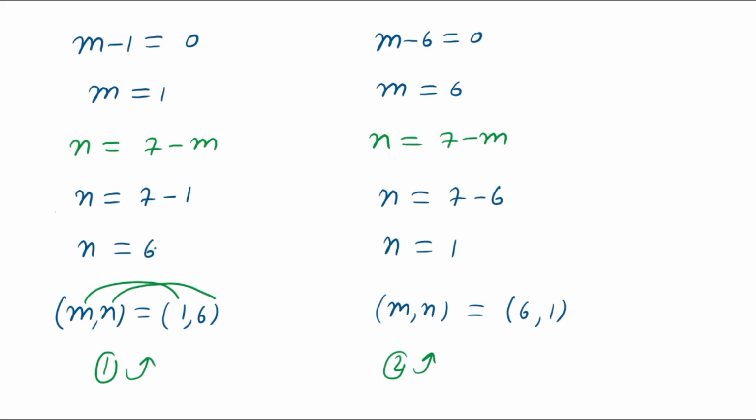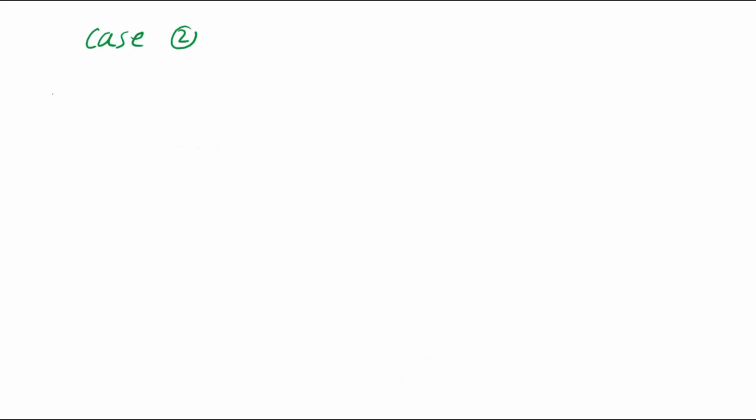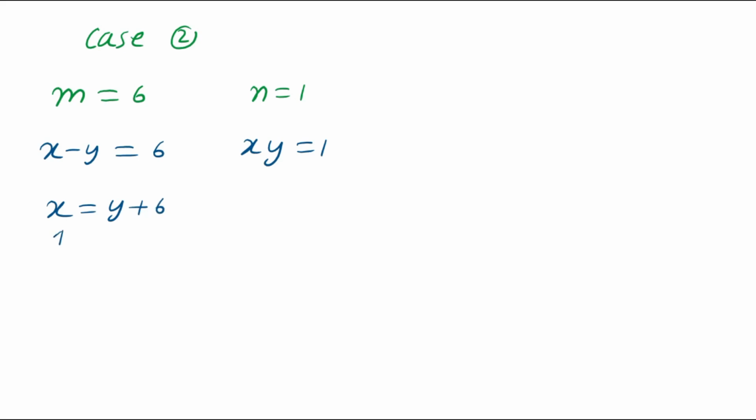And we know that case second is m is equals to 6, n is equals to 1, and we know that m is x minus y, and this is equals to 6, n is xy, this is equals to 1. Here value of x is equals to y plus 6, and this value of x put here. Then x is replaced by y plus 6 multiplied by y, and this is equals to 1. On the left hand side, y is multiplied by 6 plus y. This is the same as y square plus 6y, and this is equals to 1.